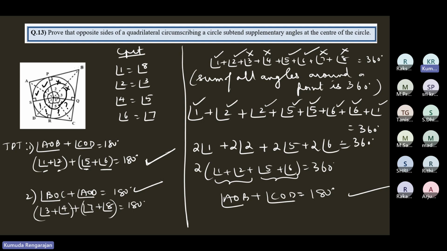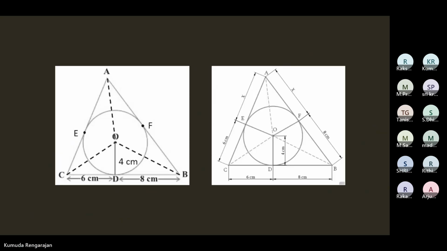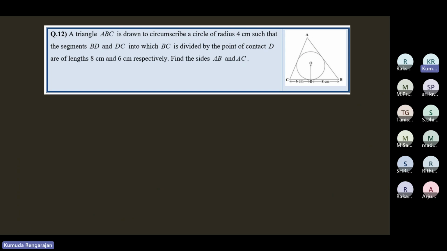So when in question number 13, where we have a quadrilateral circumscribing a circle, the sides of the quadrilateral are tangential. They are tangents to the circle. Similarly, when a triangle circumscribes a circle, the three sides of the triangle are tangential to the circle. So AB is a tangent, BC is a tangent at D, AC is also a tangent. So it's very important to mark off the points of contact. So let's call this D, E, and F. Okay, so AB is a tangent at F, BC is a tangent at D, and AC is a tangent at E.